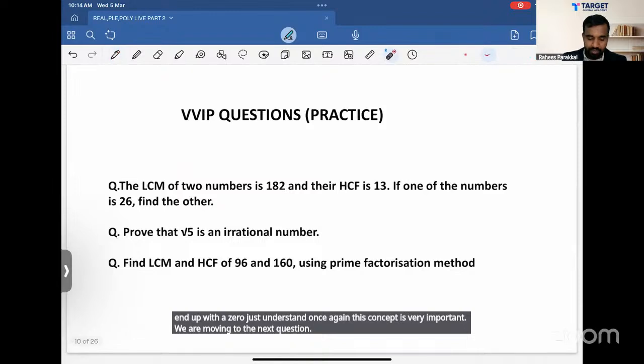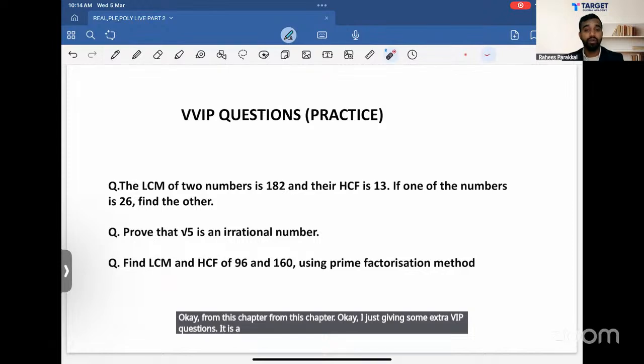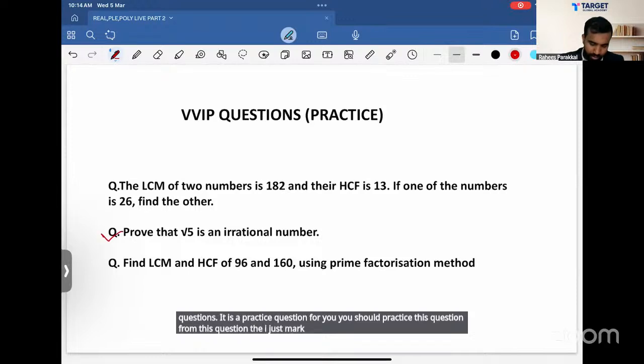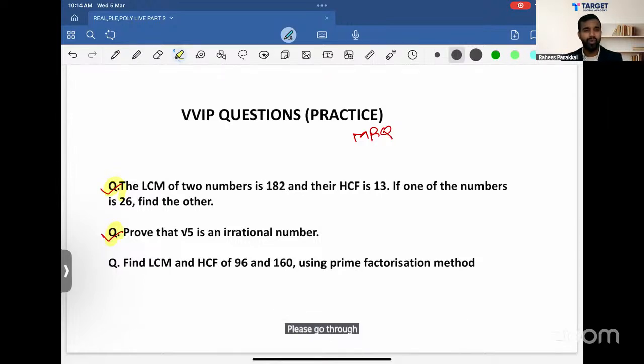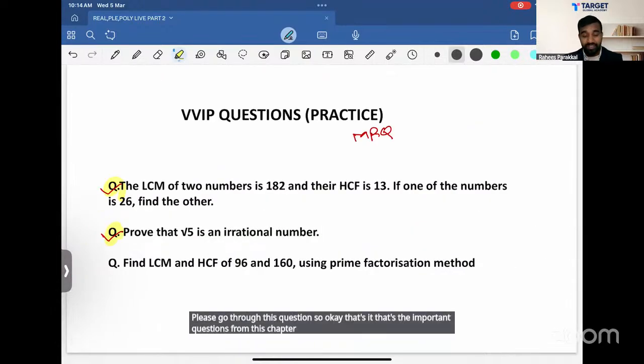From this chapter, I am giving some extra VVIP questions. It is a practice question for you. You should practice this question. I have marked this question as most repeated, in the sense that it has been repeated many times. Please go through both of these questions. That's it, those are the important questions from this chapter. So we are moving to the next chapter.